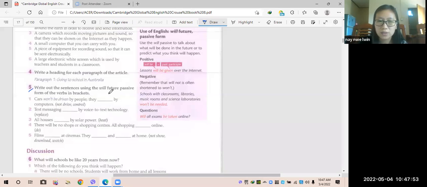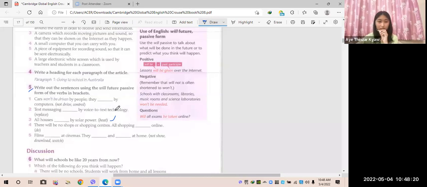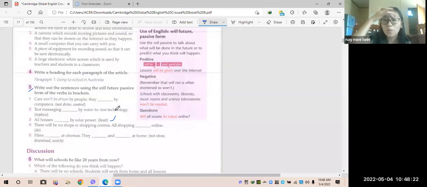Actually, can we use the active future here? For example, people will use solar power in the future. Can we write like that, without using the passive form? Can we use active here? Yes, we can use it. So why do we use passive here? Why do we have to use passive even when we can use active sentences?